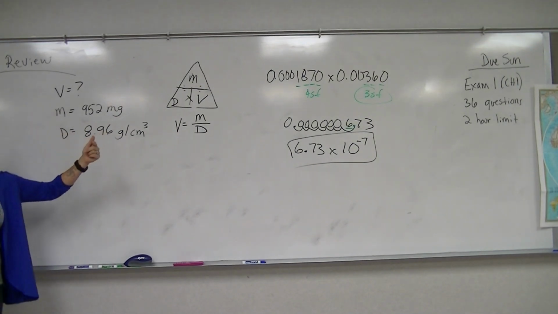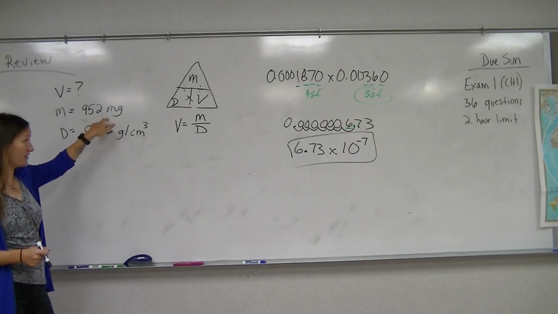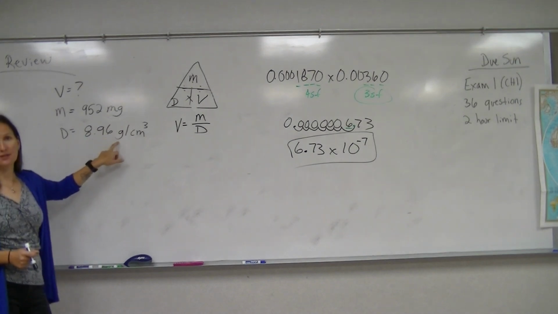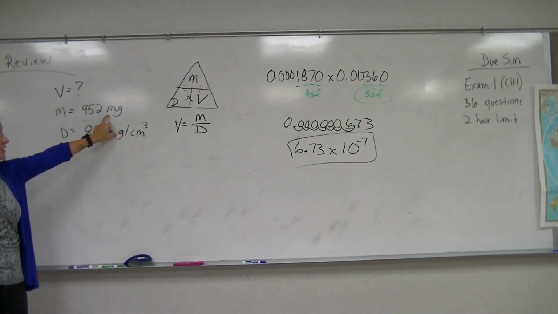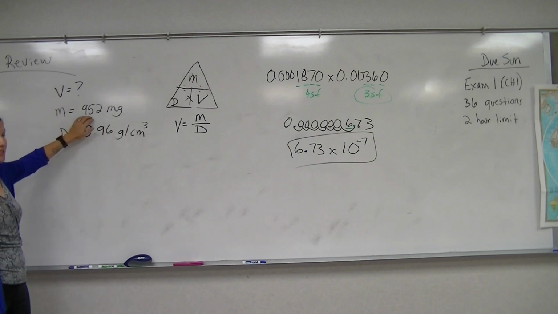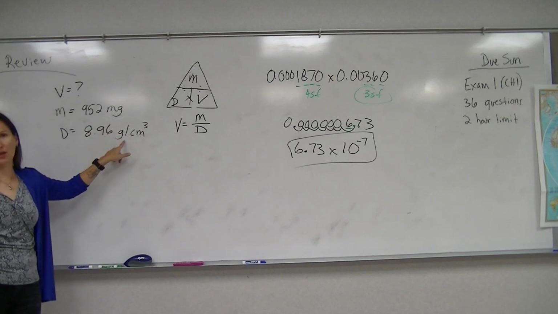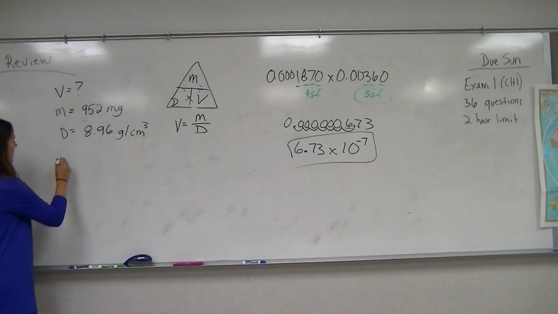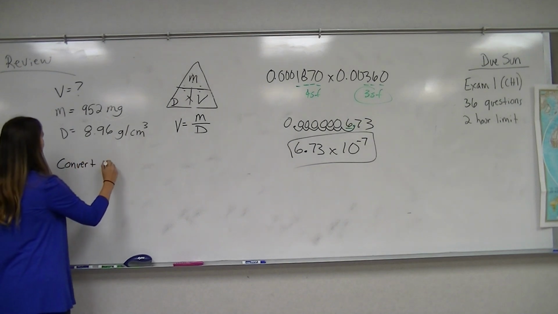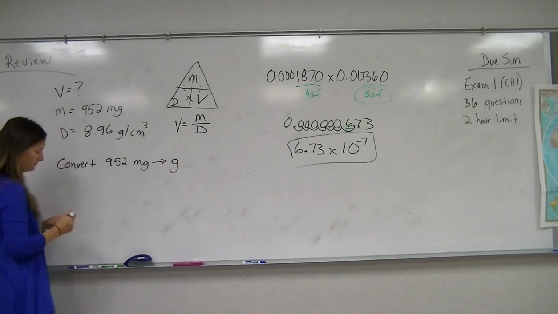Now, before I go plugging these numbers in, always double check your units. Okay? I have milligrams in my mass, but notice my density is grams. So these units need to match, because what I'm trying to do is cancel out those units, because I want volume, so I need to cancel out the mass. So I need them in the same units. So you can convert either one, your choice. It's usually easier to convert the mass just because it doesn't have multiple units going on like the density does. So my first step is going to be to convert my 952 milligrams, and I'm going to get it in grams.